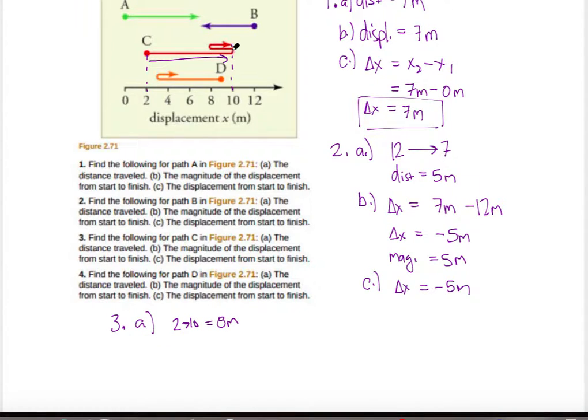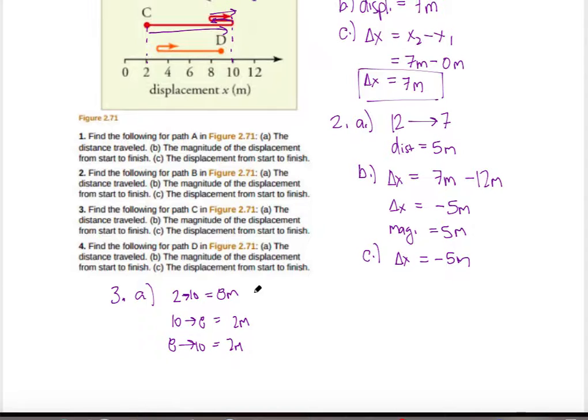Then once I get to the 10, I turn around and I go back to the 8. So this right here is from 10 down to 8. So that's another 2 meters. And then I turn around again and go back to the 10. So this is the 8 back to the 10, which is 2 meters as well. So I just put all 3 of these together, and I have a total distance traveled of 12 meters.